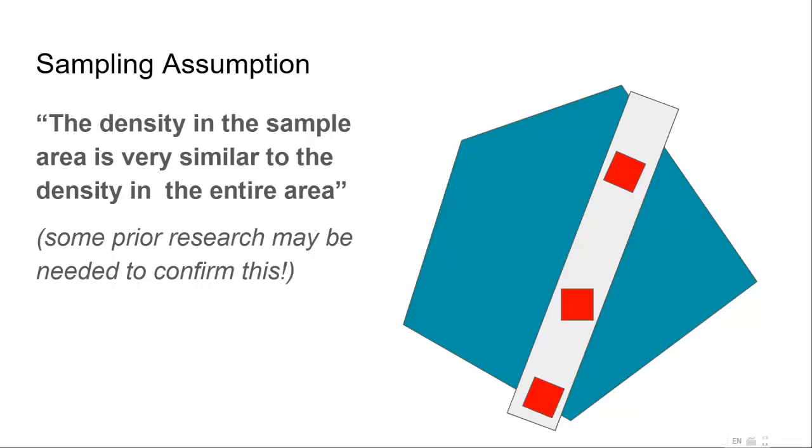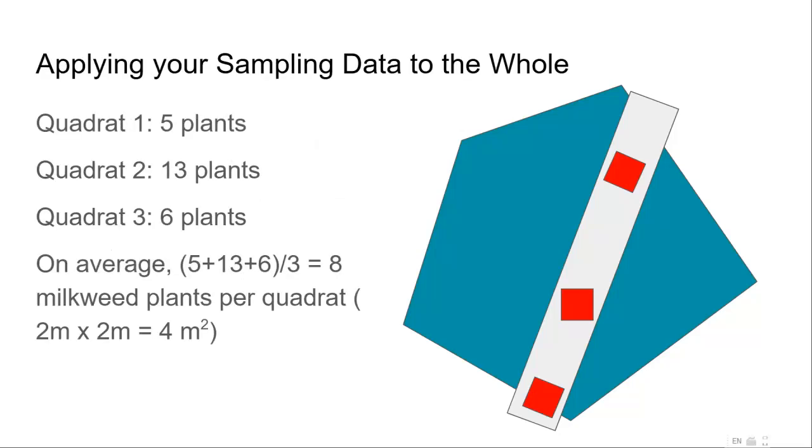All right, so some prior research may be needed to confirm that you have pretty much similar density throughout. That's not always true, but we are operating on that assumption. So if you find in Quadrat 1, let's say you find 5 milkweed plants, and in Quadrat 2, you find 13 plants, and in Quadrat 3, you find 6 plants. We can determine an average density from this.